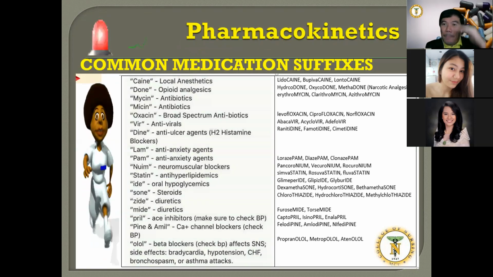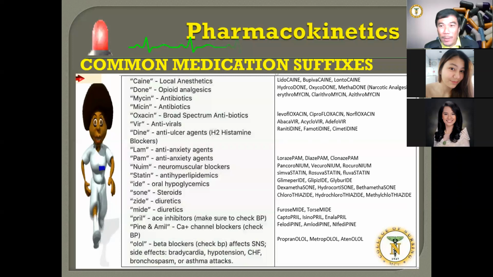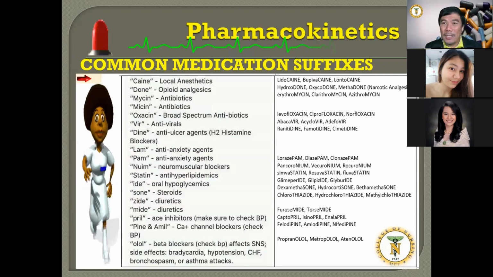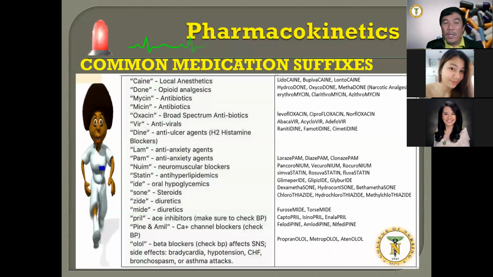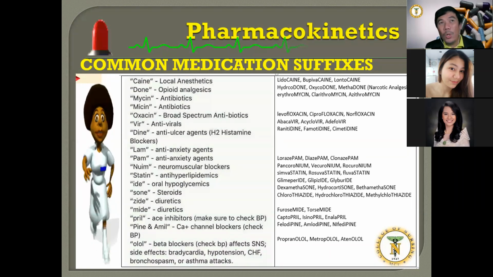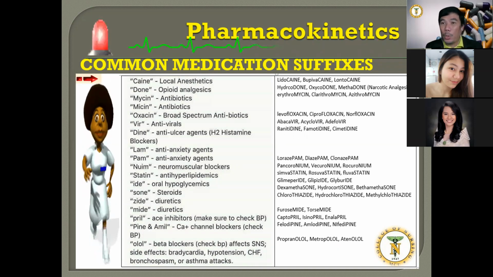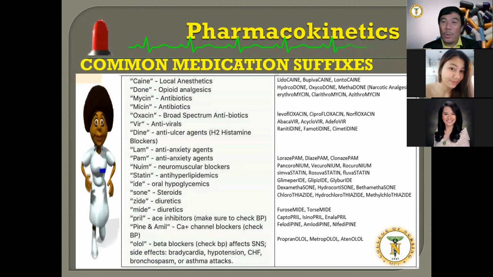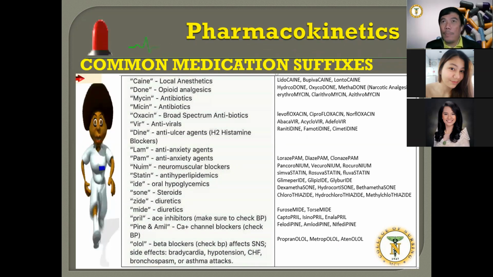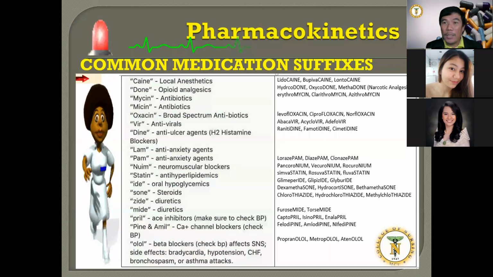On the higher level, it's not indicated here, those drugs ending in prazole. Omeprazole, pantoprazole, lansoprazole. So all drugs ending in prazole are classified as proton pump inhibitors. So what's the difference between the proton pump inhibitor and the H2 blocker?